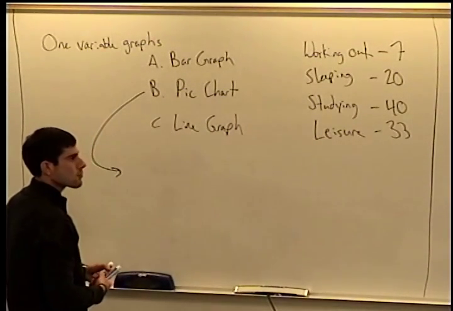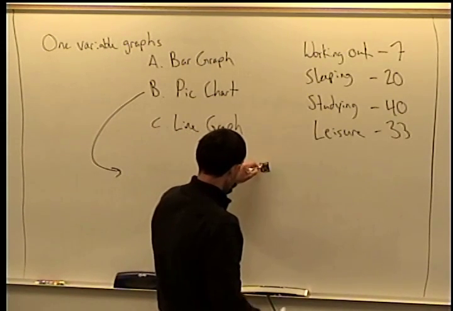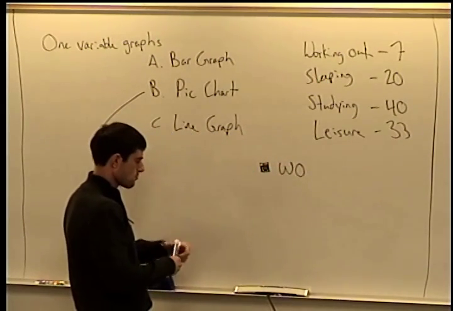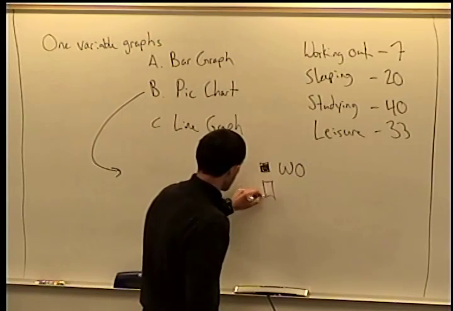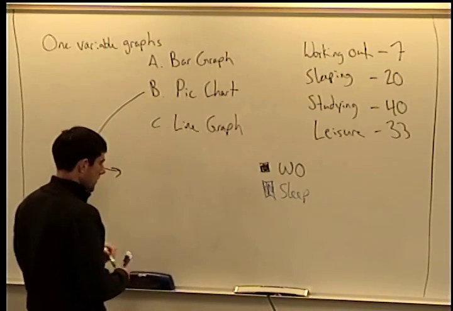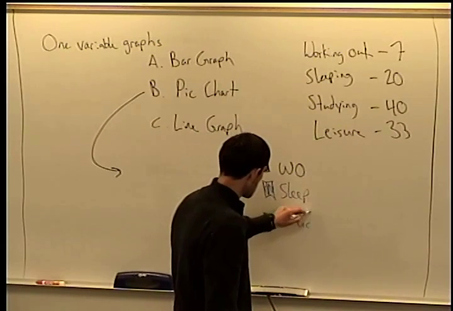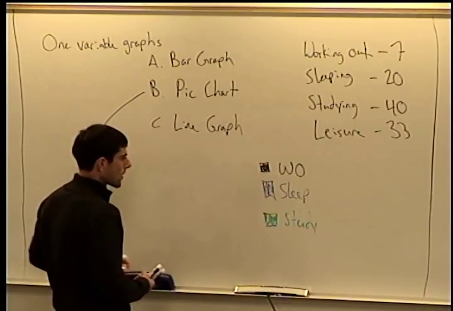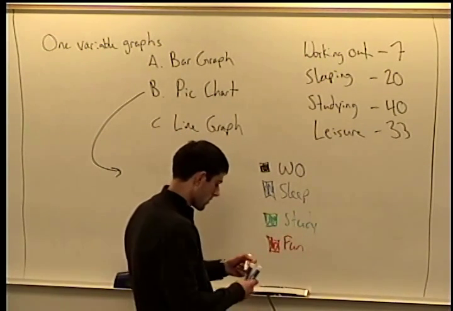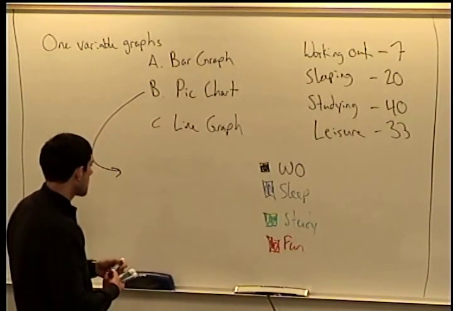time. So here we would have 4 different boxes again, 4 different colors. And this will be working out. Blue will be sleeping. Green would be studying. And we'll call red fun or leisure. Okay. So here, a pie chart, we have 100% of our time, and we're going to break it down.